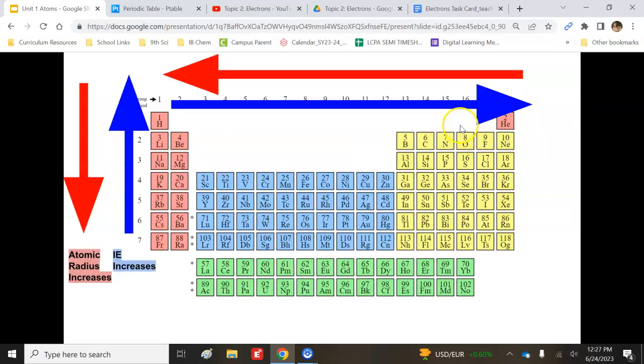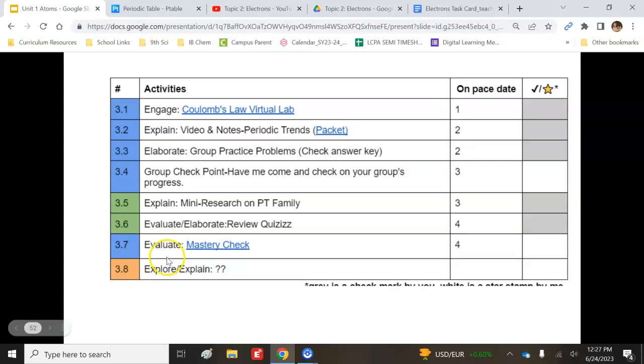So hopefully you can recognize the 2 different trends of radius increasing and ionization energy related to Coulomb's law. Next up, we are going to practice that. So with 3.3, you're going to practice through some different questions related to those atomic trends.